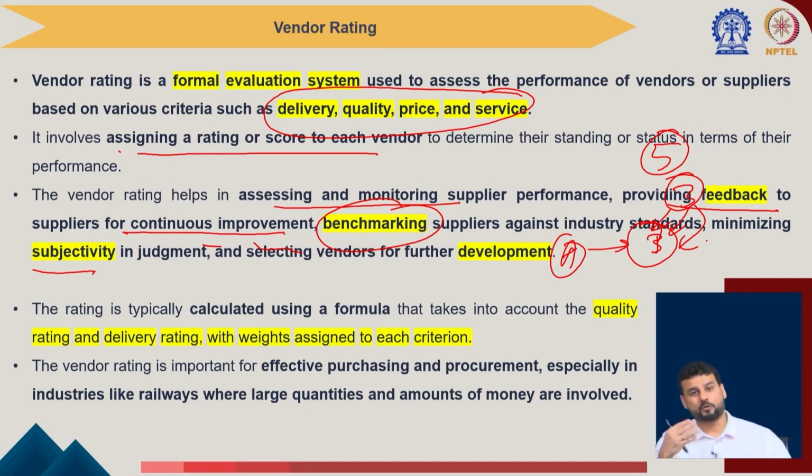So obviously you will pick those vendors who are performing fairly well on those parameters, right. So typically we calculate using different formulas and mathematical techniques to find the weighted score against each vendor, and then we can say this is how we can prioritize them, right. This is important because it ensures effective purchasing and procurement, right.